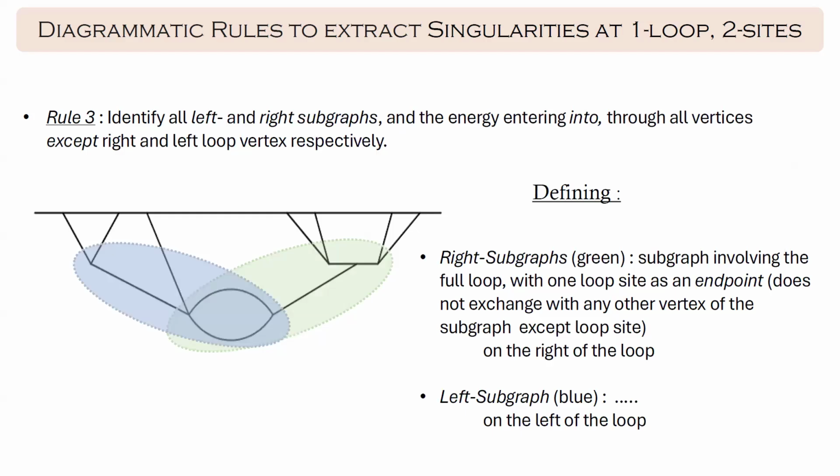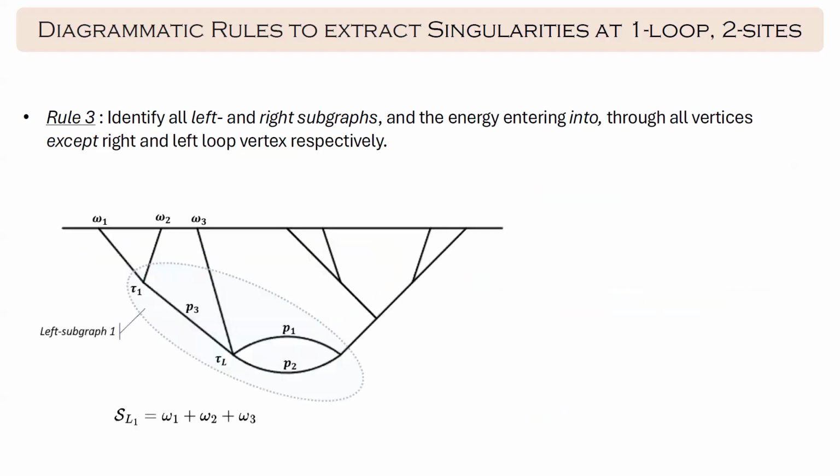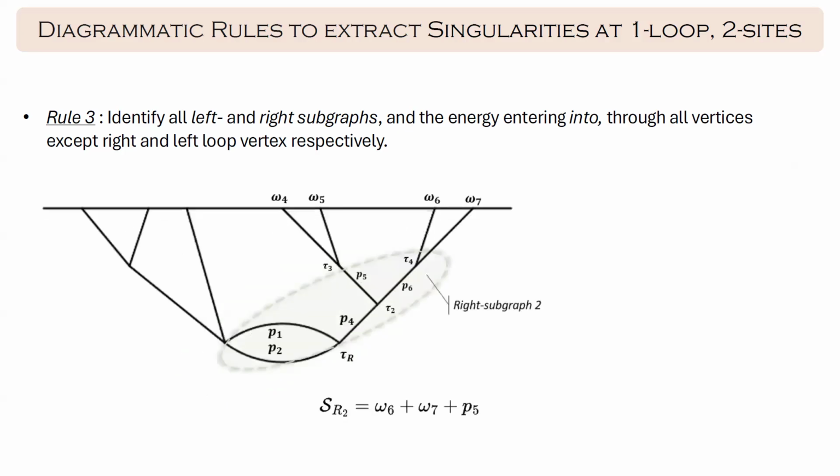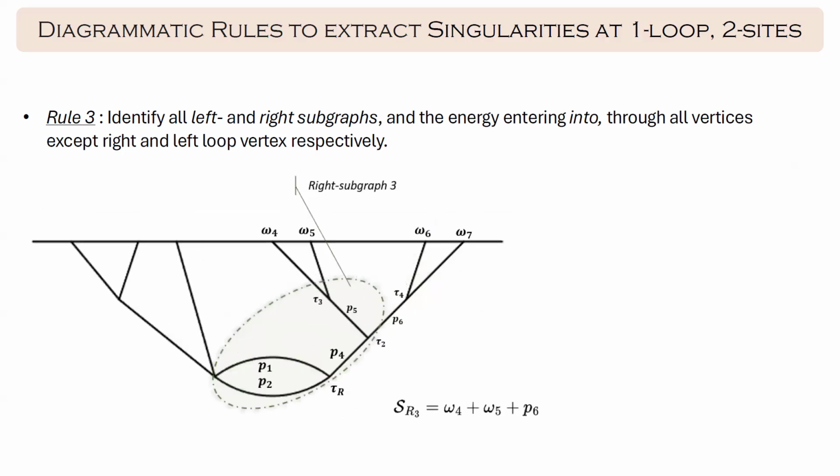Finally, you have to identify all right subgraphs and left subgraphs, which are defined as the collection of loop sites plus other vertices, with the constraint that at least one of the loop sites should not have exchanges with the other vertices of the subgraph, except of course the other loop site. With this definition, you identify the right subgraph, which lies to the right of the loop, and the left subgraph, which lies to the left of the loop. And you identify all energies in the left subgraph that enter into the subgraph except the right loop site. So in this left subgraph, that's omega 1 plus omega 2 plus omega 3. This diagram has 4 right subgraphs, and in each one of them, you have to identify the energies entering the subgraph except the left loop site. So for example, over here, it's omega 4, 5, 6, 7. For this subgraph right here, which is a collection of tau L, tau R, tau 2, tau 4, that's P5 plus omega 6, omega 7, and so on and so forth.